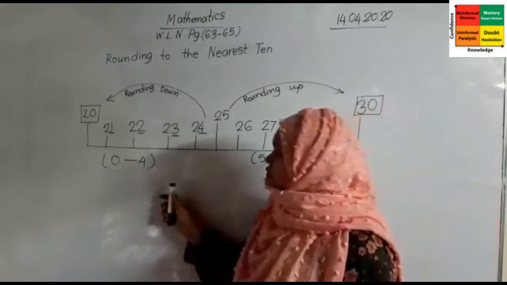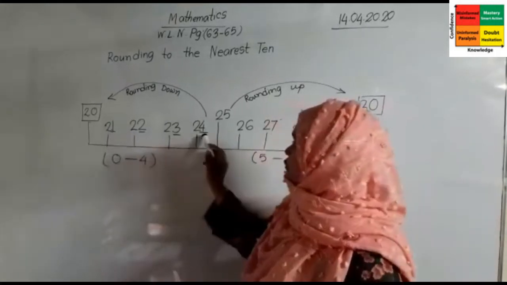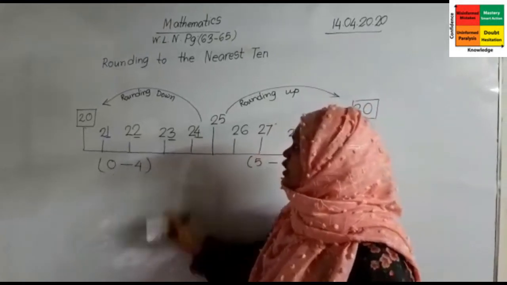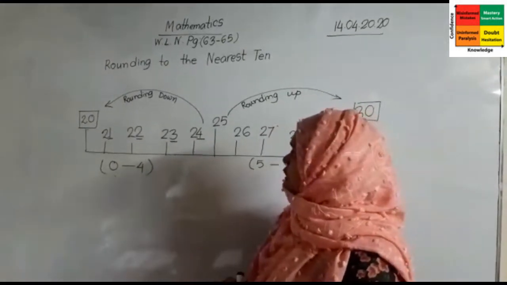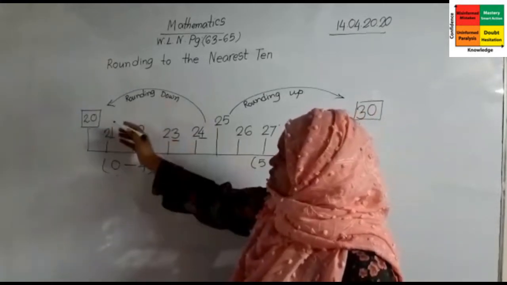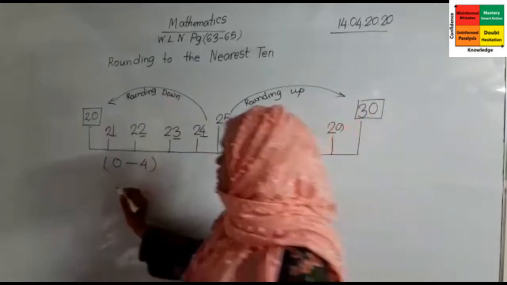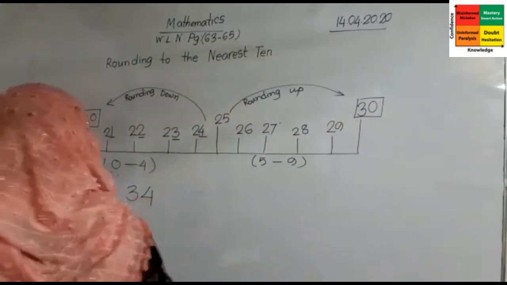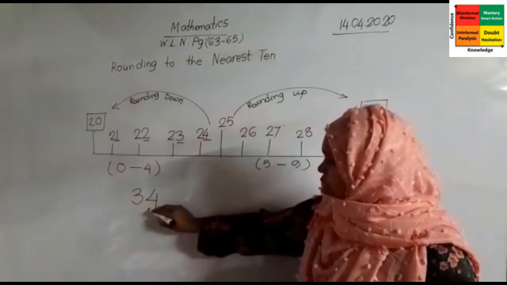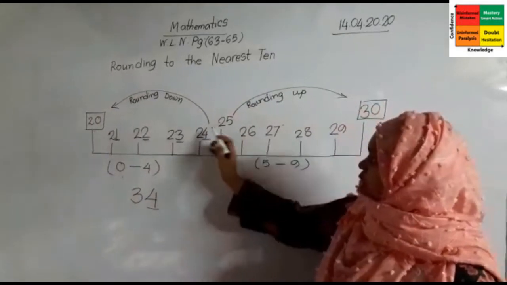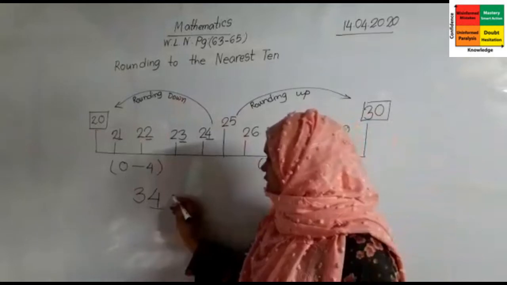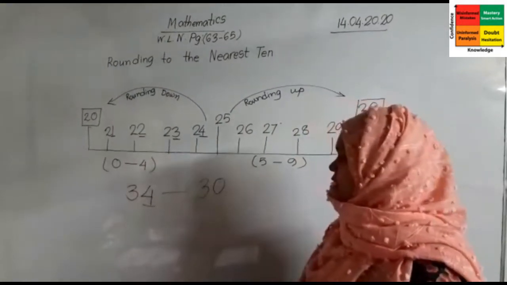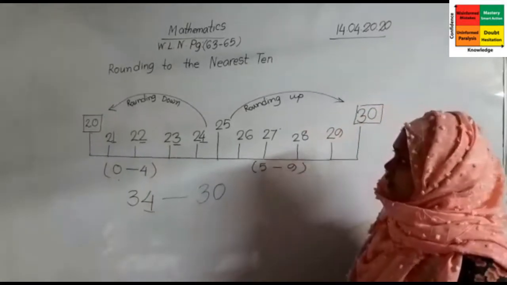So here, as you can see, from 0 to 4, if the right side number is 0 to 4, the particular number will go rounding down. That means it will remain at the same 10. Example, if it is 34, you see the right side number is 4, it will round down. That means the nearest 10 will be 30.